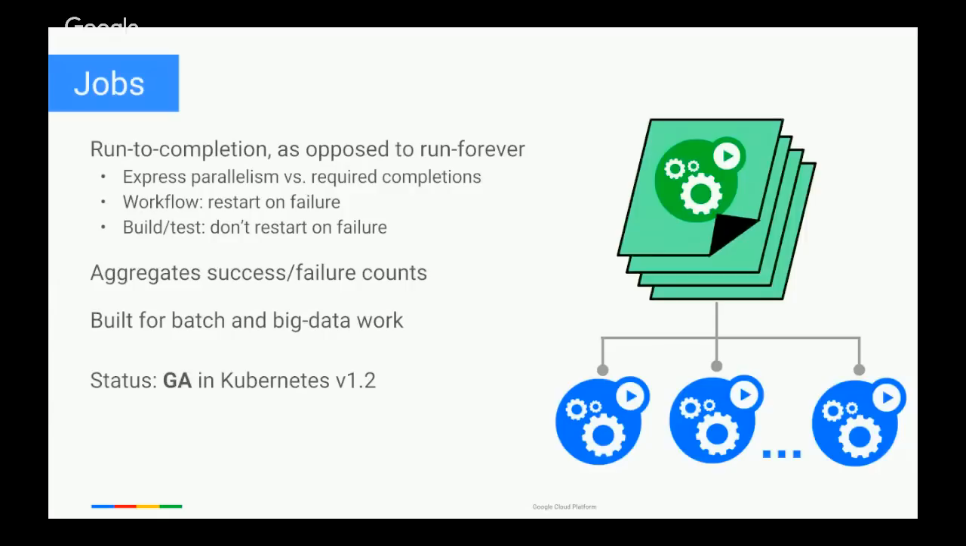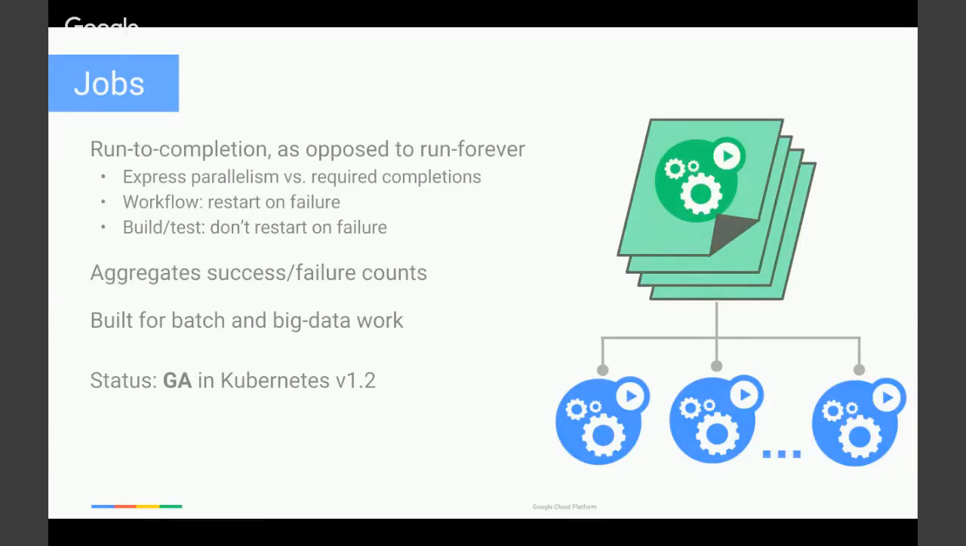What job allows you to specify, it's sort of like a replication controller. You specify how many copies you need to run, but it lets you differentiate how many do I want to run in parallel and how many do I need to actually complete for this to be considered a success. If something fails, what do I do with it? I can either restart it if it fails, for example, like a workflow where I need an image processing algorithm to complete, or maybe I build my compile farm on top of this. And if it fails, it's probably not going to complete the next time either, right? You forgot your semicolon. So we have an option of what termination modes you want. Again, it aggregates success and failure counts. This is built for big data and batch work. Hit me with the demo.